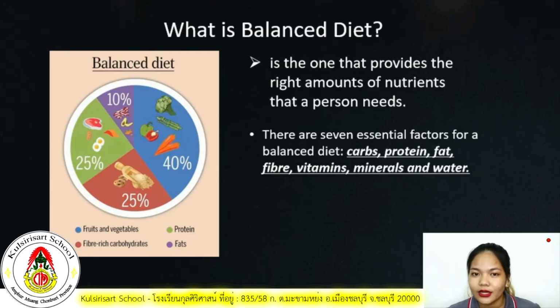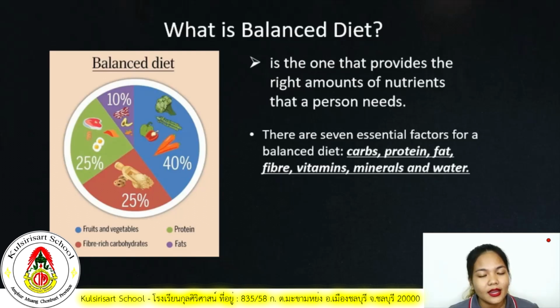If you look at the picture that I have in here, you can see a chart. In the chart, you can see different food groups. Now 40% of a balanced diet is composed of vegetables and fruits. And 25% of a balanced diet should come from foods that are rich in carbohydrates to give us energy, which can be found in foods that are rich in sugar, starch, or fiber.